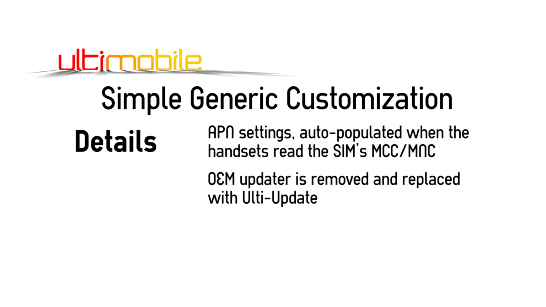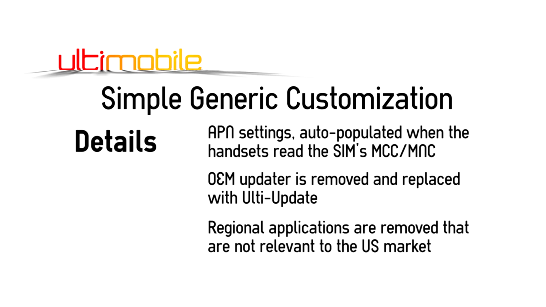The third thing we do with the simple generic customization is remove everything that isn't applicable to the US market. There are a lot of handsets purchased by regional carriers that were intended for foreign markets. For example, if a European handset has a coupon application for the best restaurants in Paris and the US carrier doesn't want it, we remove it. Some applications simply aren't able to be used in the US. If you launch them, they show an error that the app is not available for use in your region. We remove all those applications prior to sending out the beta sample.